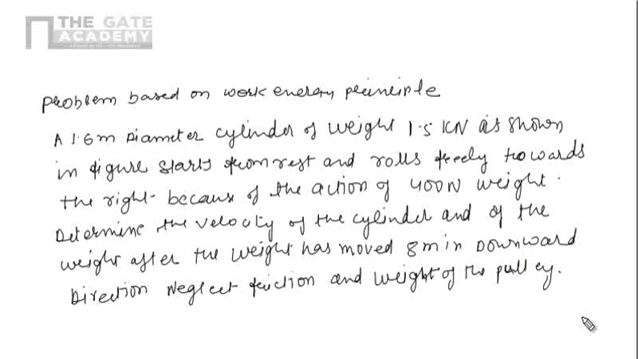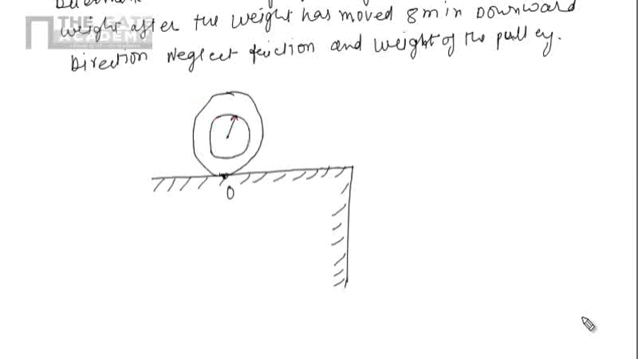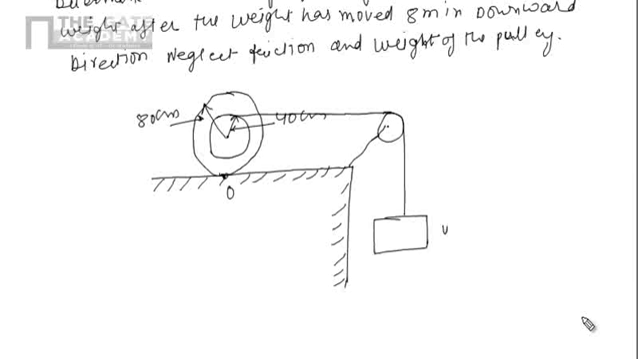Now I am drawing the diagram here. Here there is a frictionless surface. Now I am having a cylinder here touching the surface at point O. This radius is 40 centimeter and this radius is 80 centimeter. It's connected with the help of a string here. This one is the pulley and the other end is connected with a 400 Newton load. All the surfaces are frictionless. Weight of the cylinder is given, that is 1.5 kilonewton. Now we have to find out the velocity of the cylinder and velocity of the block.